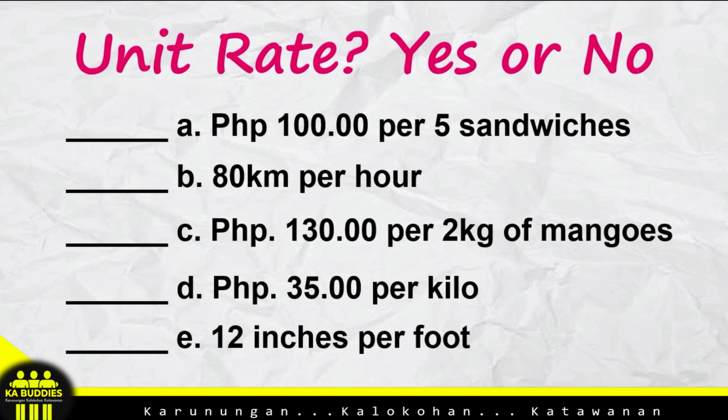Again, when we say unit rate, the denominator is always 1. So for letter A, we have 100 pesos per 5 sandwiches. What do you think? Very good. The answer is no, because if we make this as a ratio, this will give us 100 to 5. Therefore, the denominator or the second term is not 1.